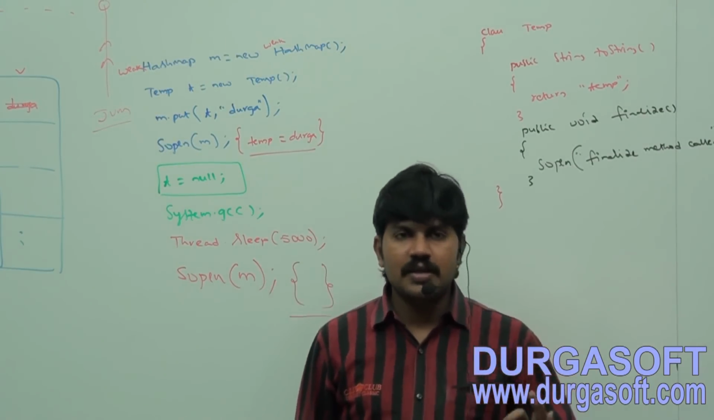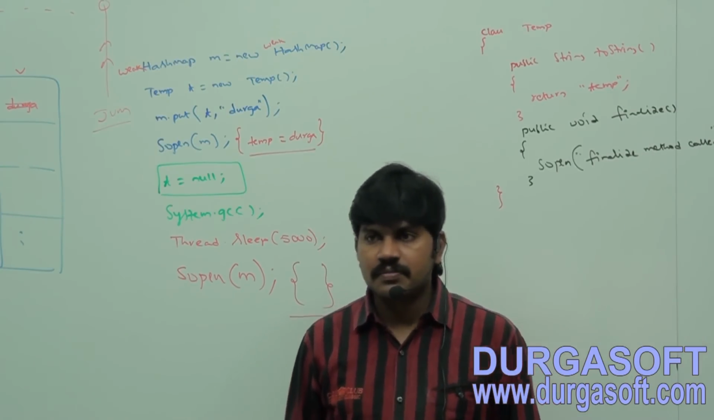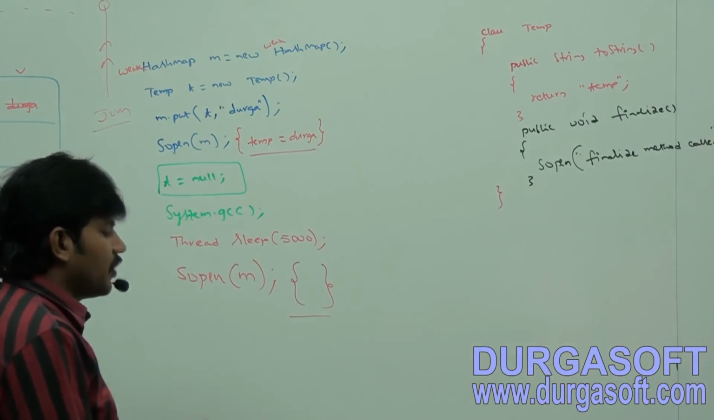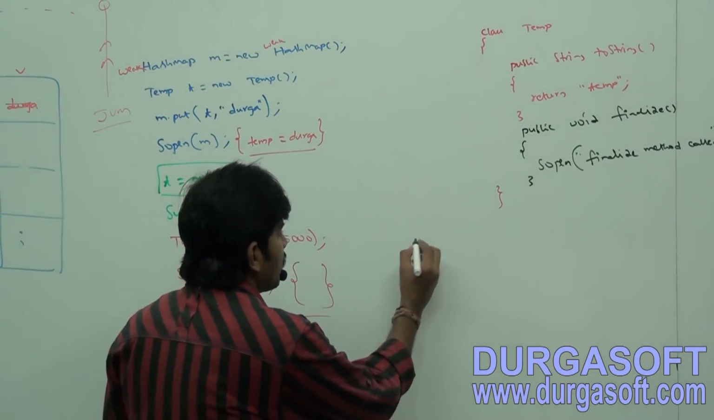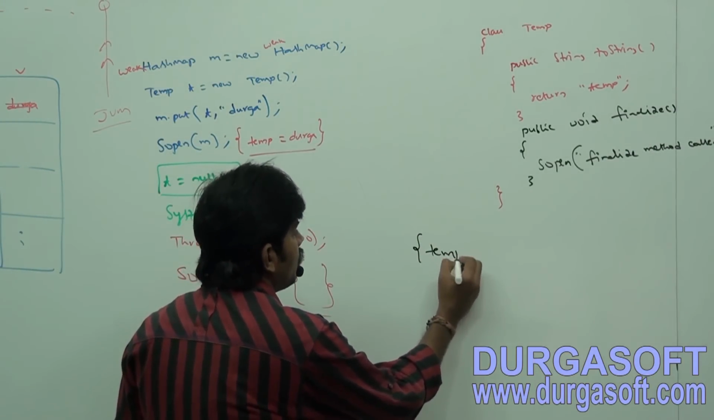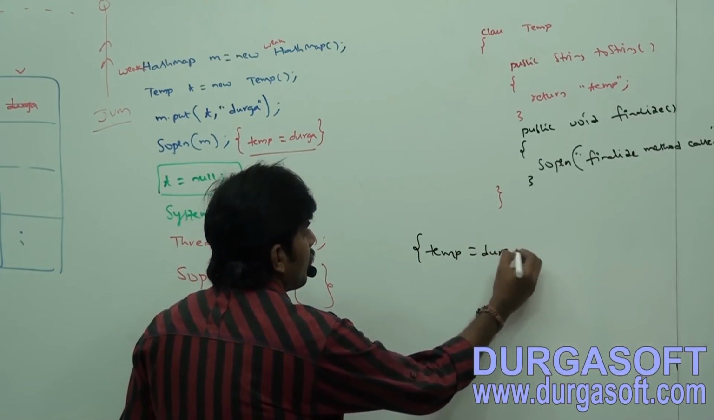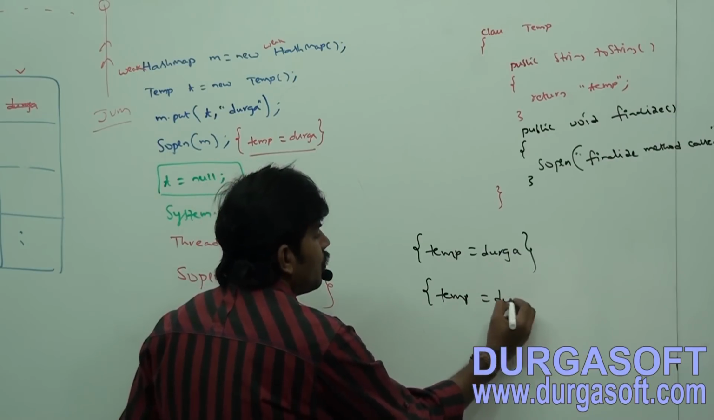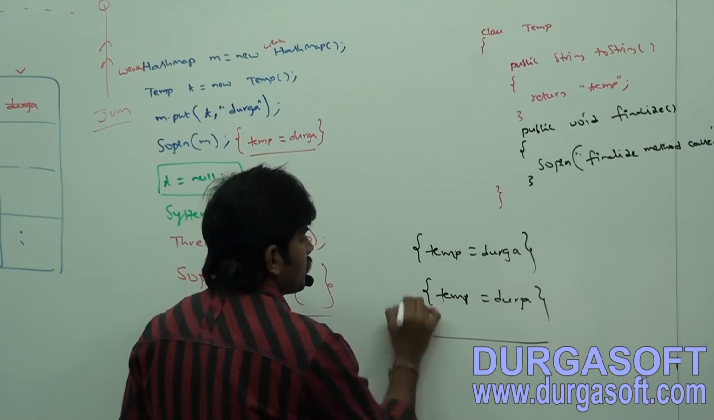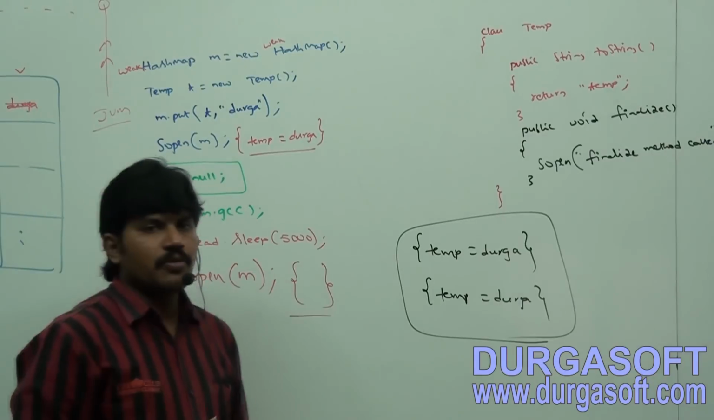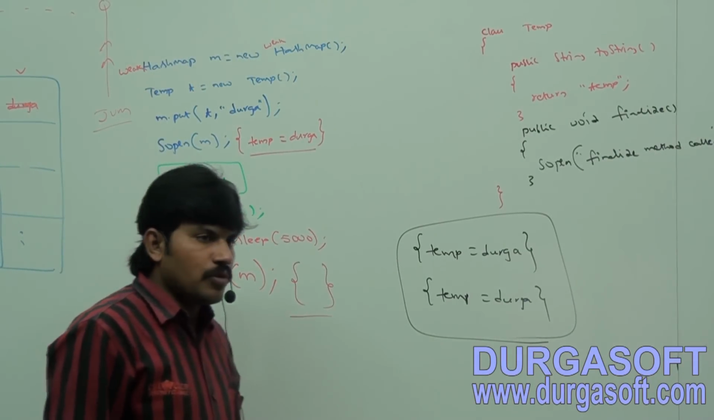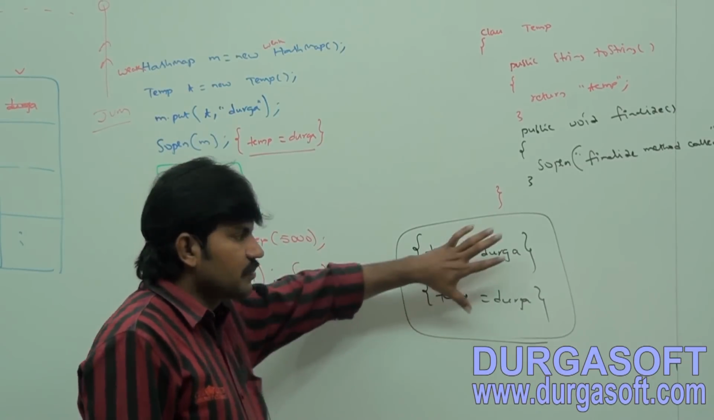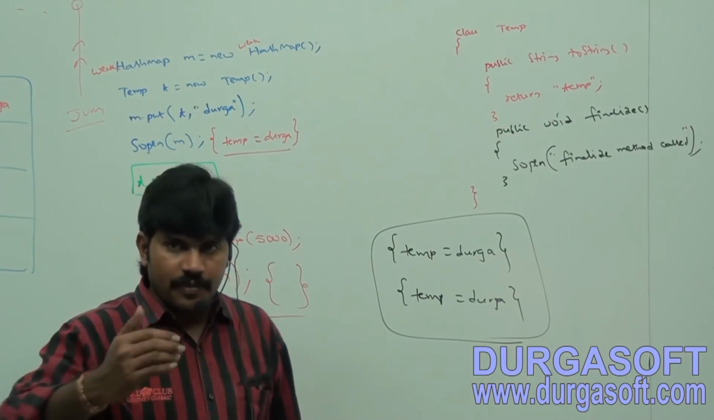Next, in this case, can I spell out what the output is? Temp is equal to Durga. Second time also, what is the answer? Temp is equal to Durga. Both times temp is equal to Durga. Clear, right? Okay, next para.